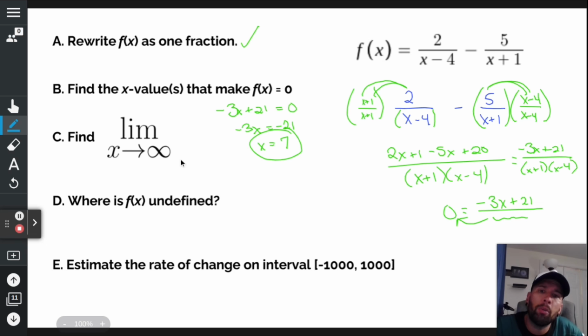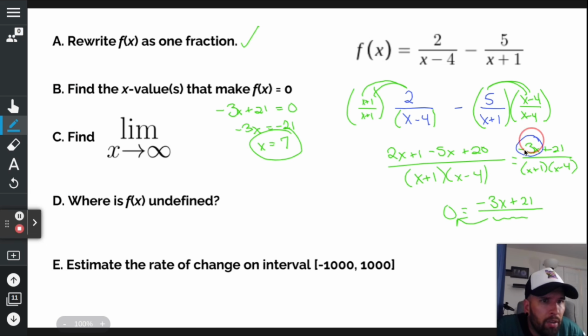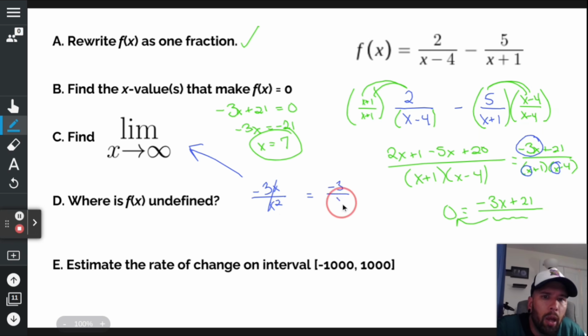Find the limit as x approaches infinity. Okay, so if I were to look at this guy here, I have negative 3x as a leading coefficient over x times x, which is x squared. That simplifies to negative 3 over x. And as x gets larger, we are going to hit 0. So the limit as x approaches infinity is 0.